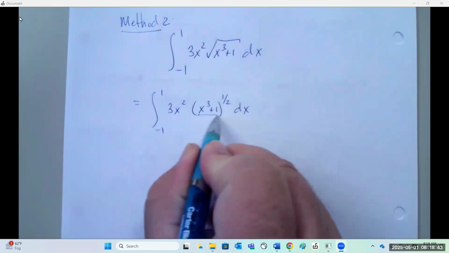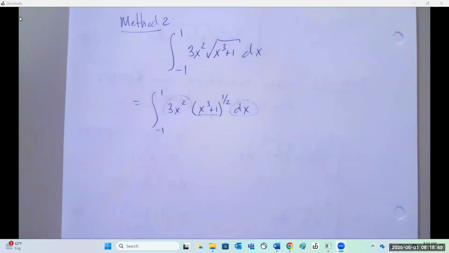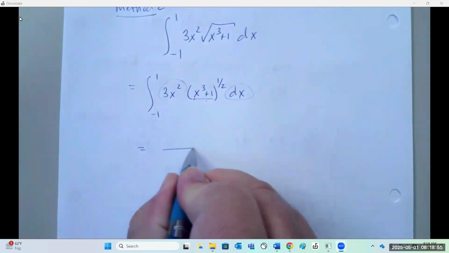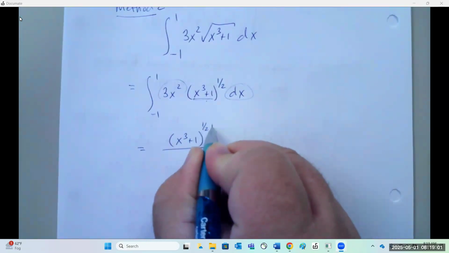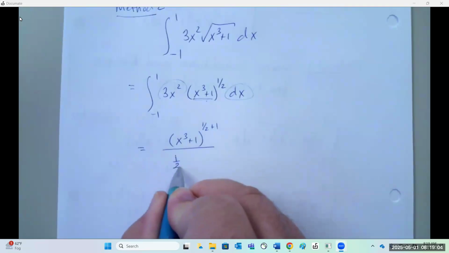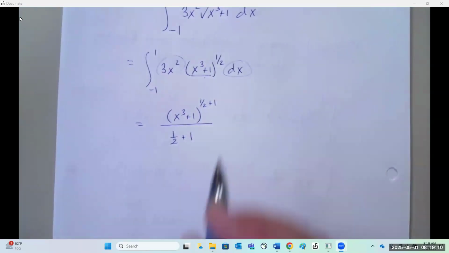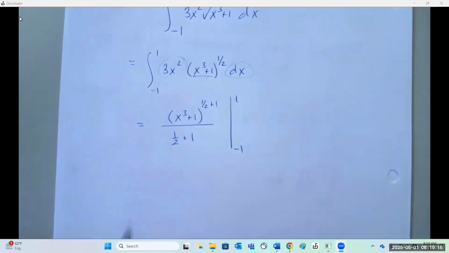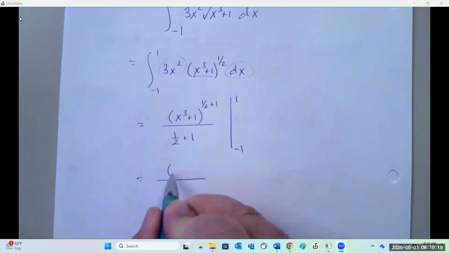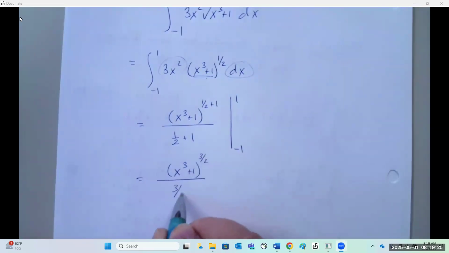Here we have the inner equation, and the derivative of that one is 3x squared dx. So that works. So what we have to do here is take our equation, x cubed plus 1, add 1 to our exponent, and divide by it. And that's going from the same bounds, from -1 to 1. So this becomes x cubed plus 1 to the power 3/2 over 3/2.